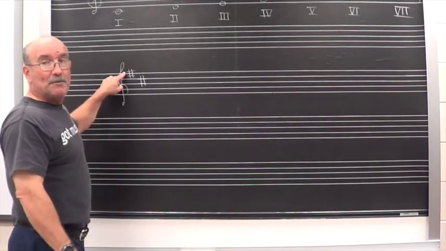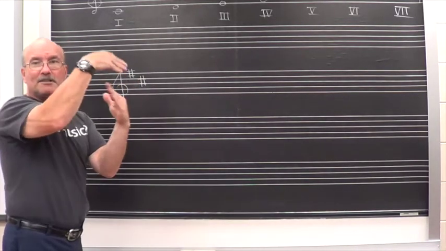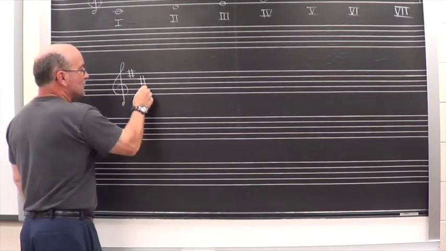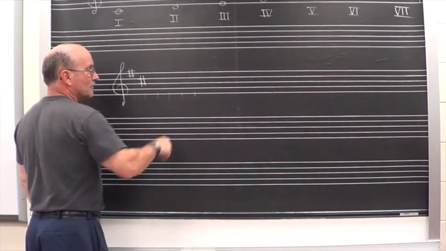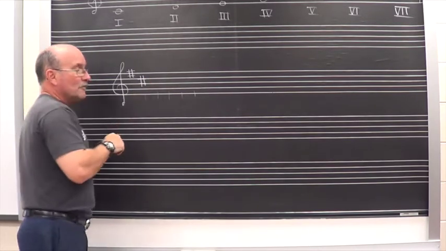So F sharp's on the top line. C sharp is next to it. Do not pile them on top of each other. They follow adjacent to each other. Okay? So F sharp, or C sharp, is in the second or the third space.